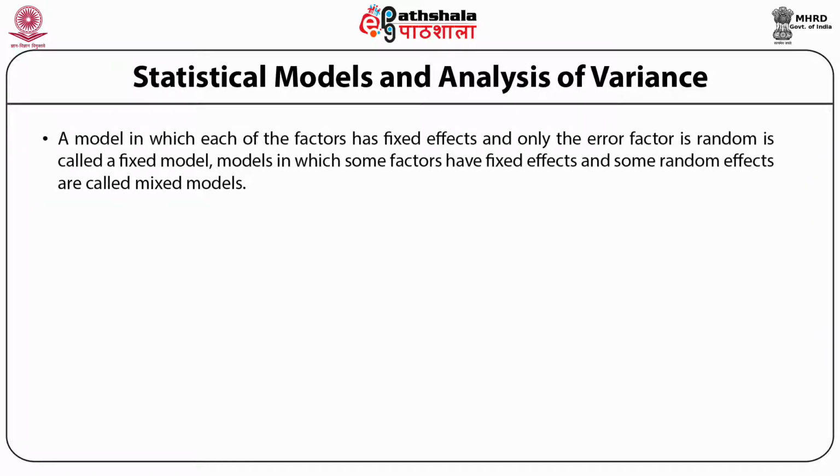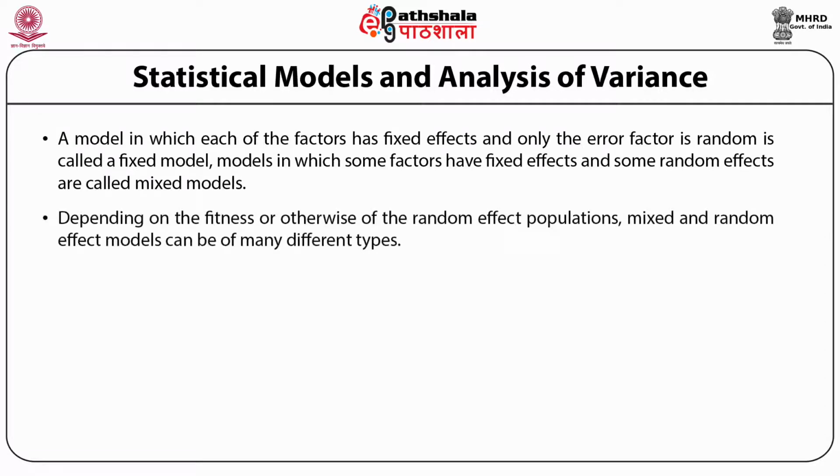A model in which each of the factors has fixed effects and only the error factor is random is called a fixed model. Models in which some factors have fixed effects and some random effects are called mixed models. Again, models where all the factors have random effects are called random models. So depending on the finiteness or otherwise of the random effect populations, mixed and random effect models can be of many different types.